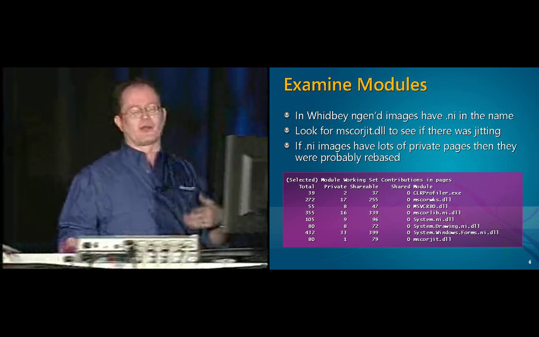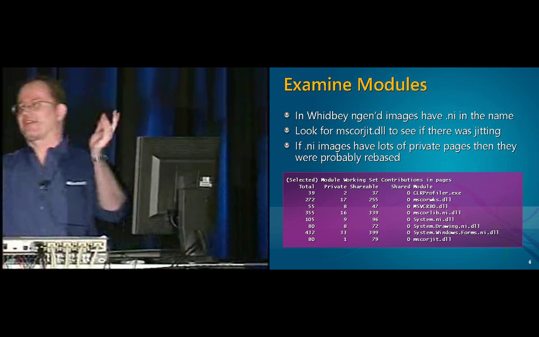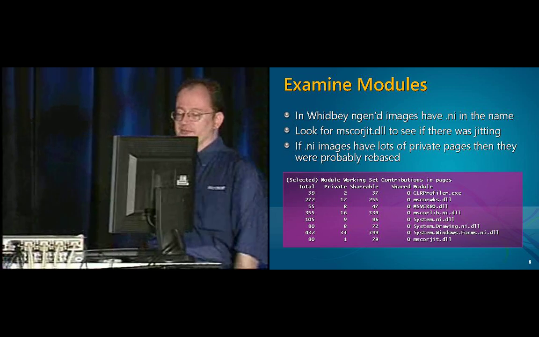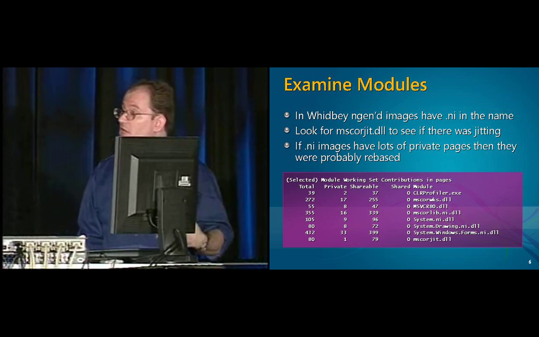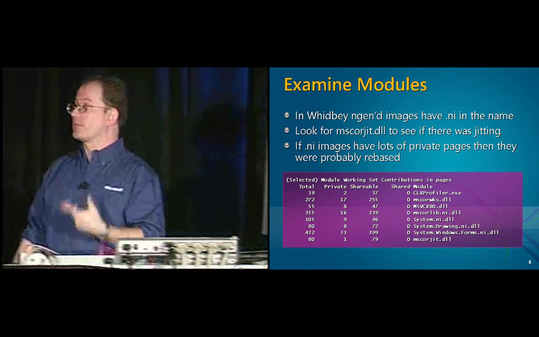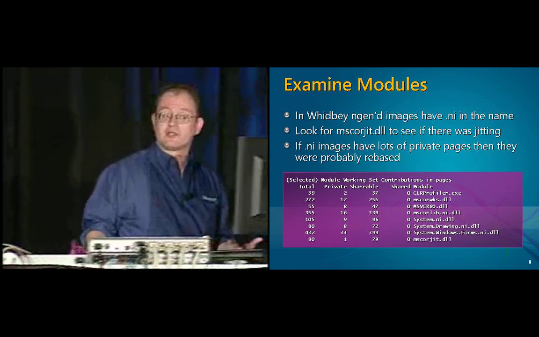You had to go and find where the module was coming from, and you'd see this big long path that's very embarrassing. So now it's very simple, .ni right in your face. Okay, so looking at the module list, you can already tell: do I have a code problem? Should I be thinking about sharing? Should I be thinking about NGen? What could I be doing there?